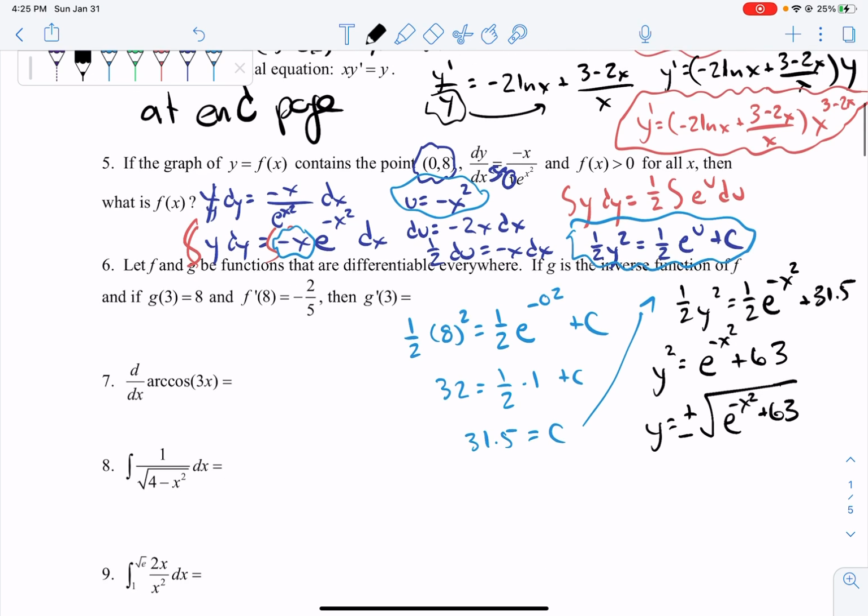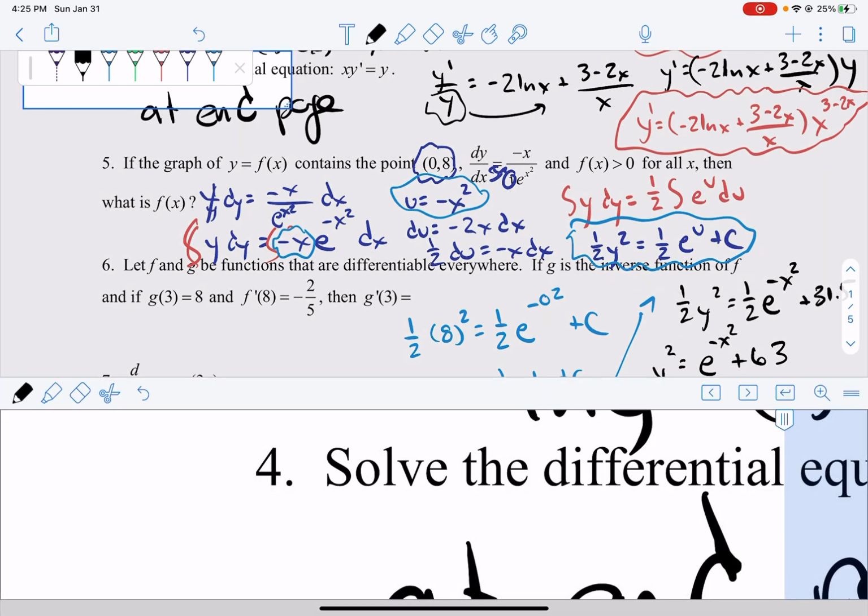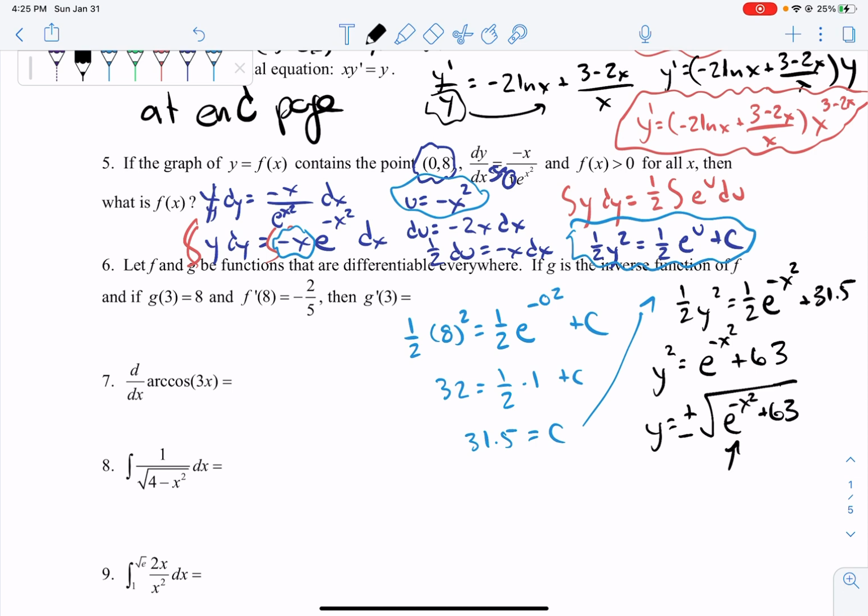But we do have initial conditions. I know that when I plug in a 0, I want to get an 8. So that's going to help me eliminate the plus or the minus. So if I plug in a 0, e to the 0 is 1, plus 63 is 64, and the square root of 64 is a positive 8. So what that means is I don't want the negative, I want the positive. So y is going to equal the positive root of e to the negative x squared plus 63. I know that's going to be my final answer.